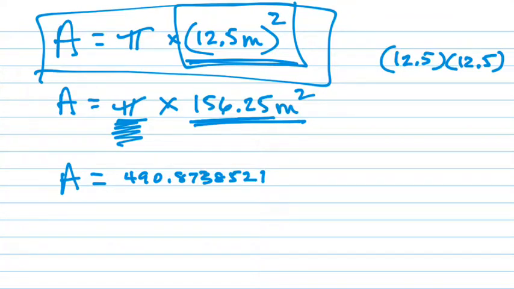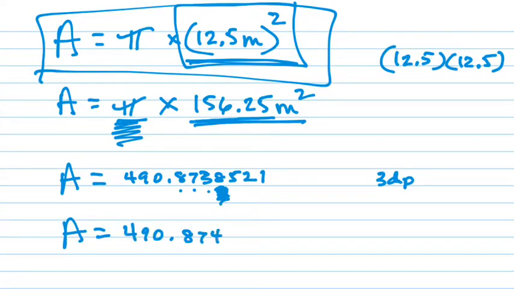Okay. So that's what we get. That's the weird number we get. But I asked you to round it to what? 3 decimal places. So that's 1, 2, 3. What's the number after the 3rd decimal place? So what's that going to do to my 3? It's going to add 1 to that 3, so it gives me 490.874.